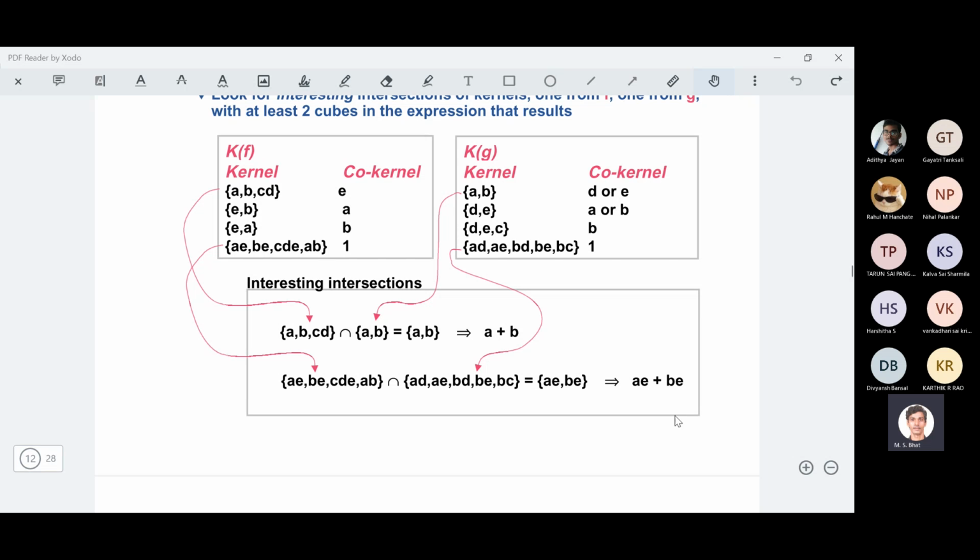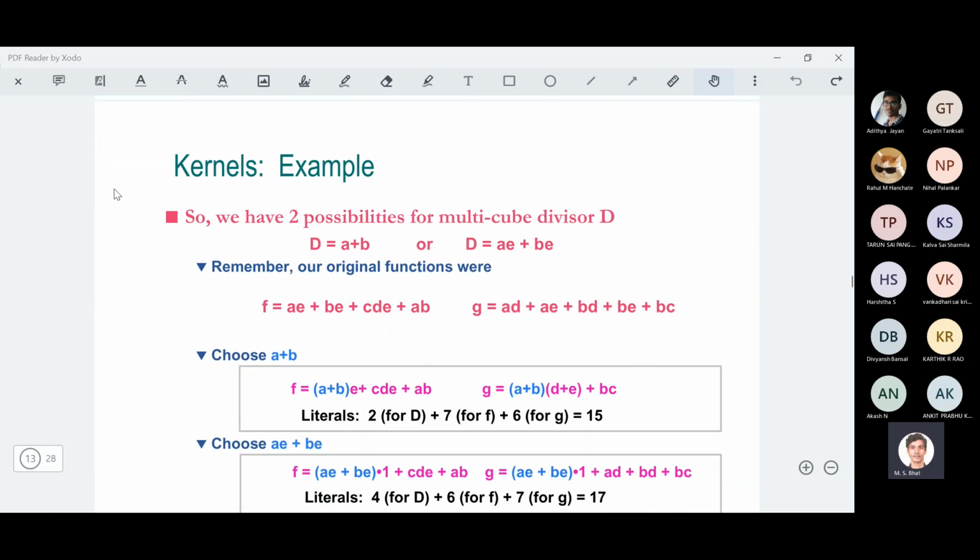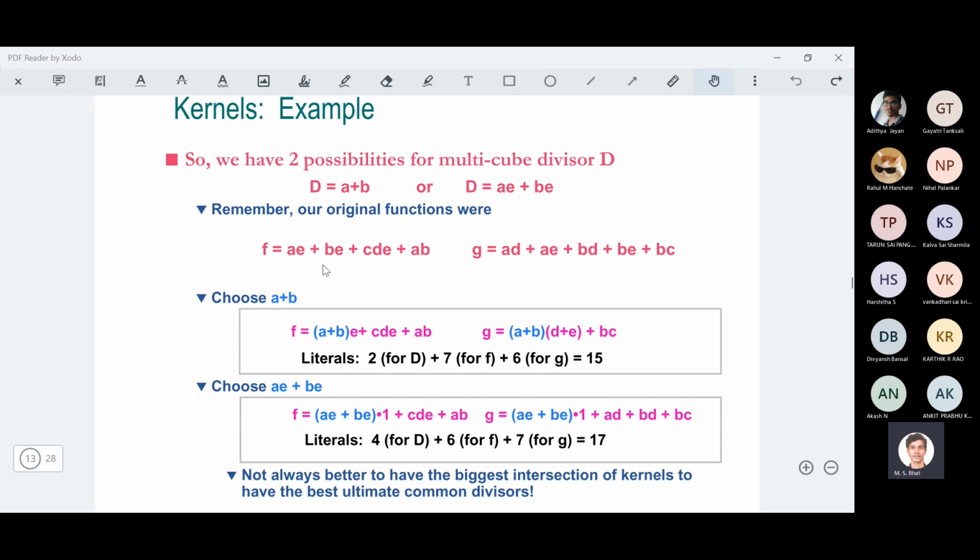So we have now two common multiple cube divisors. That one is A plus B, another is AE plus BE. Okay. So we have two possibilities for multi-cube divisor D. One is A plus B, another is AE plus BE. So let us see by dividing the functions F and G by these two divisors. So first let us choose A plus B. When we divide F by A plus B, I get something like this. And when I divide G, you get this.